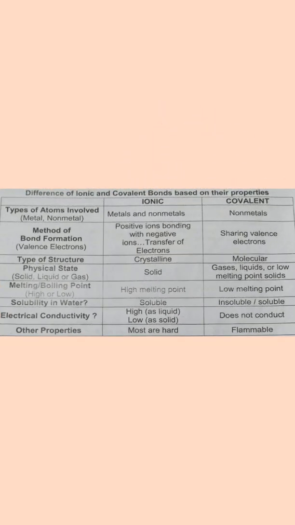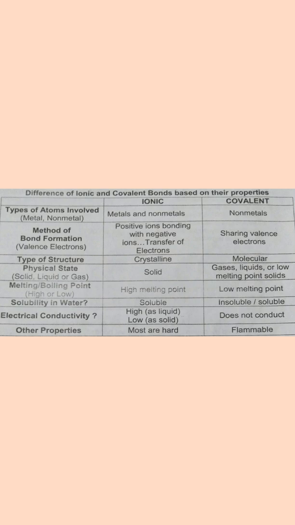Shown is a table of differences between ionic and covalent bonds based on their properties. The types of atoms involved in ionic bonding are metals and nonmetals, while for covalent, it is nonmetals only. In terms of method of bond formation, for ionic, it is positive ions bonding with negative ions, or transfer of electrons, while for covalent, it is sharing valence electrons. In terms of type of structure, ionic is crystalline, while covalent is molecular.